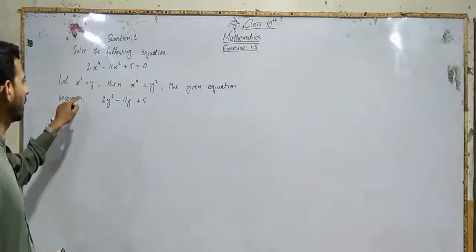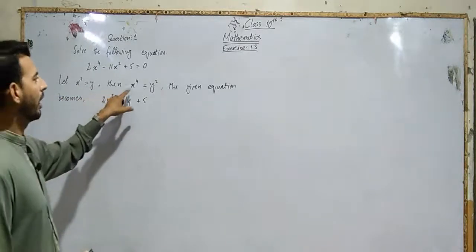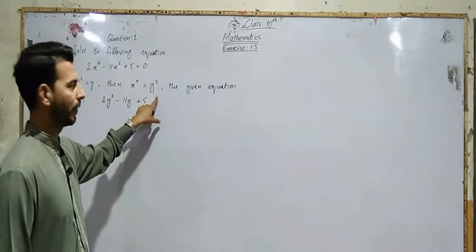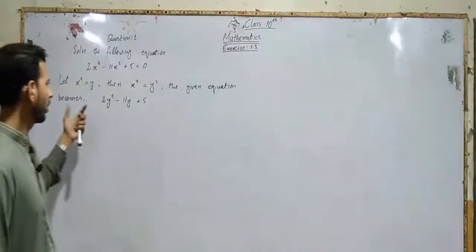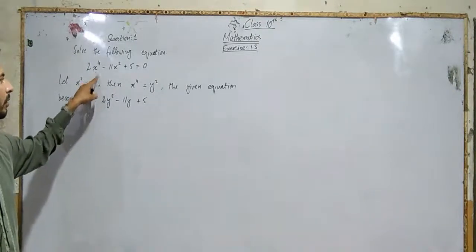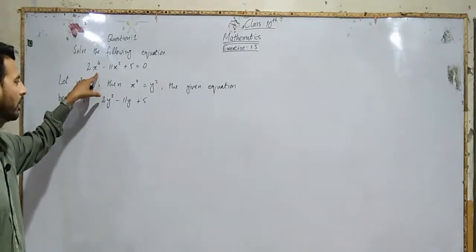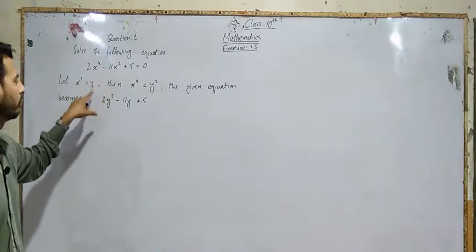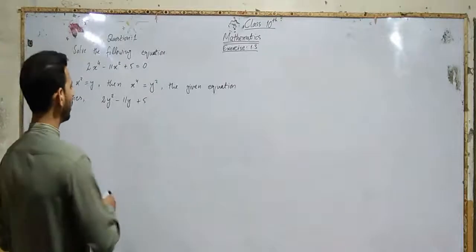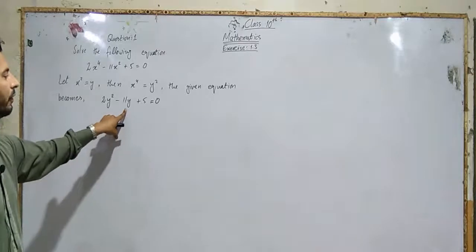We will let x square equals y, then x raised to power 4 will become y square. The given equation becomes 2y square. We will put y square instead of x raised to power 4, and then we will put y in place of x square. So the given equation becomes 2y square minus 11y plus 5.